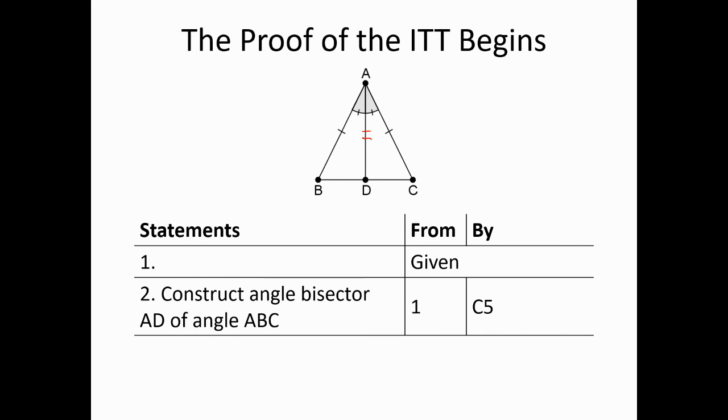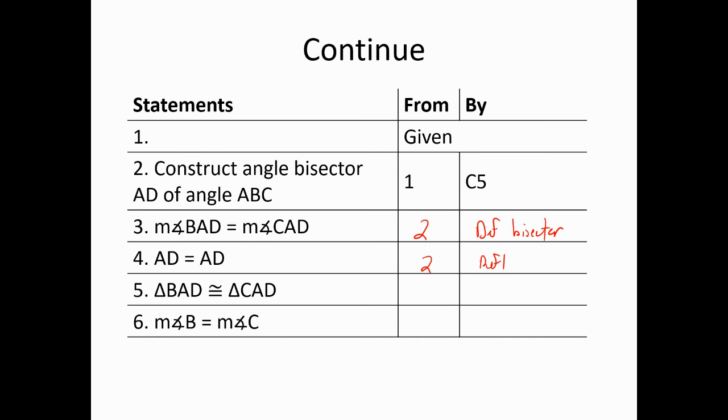And then we say that triangle BAD is congruent to triangle CAD, and that's side angle side. That's the only rule that we have at this moment in time that allows us to say that triangles are congruent.